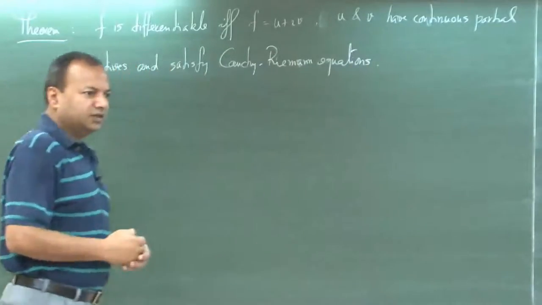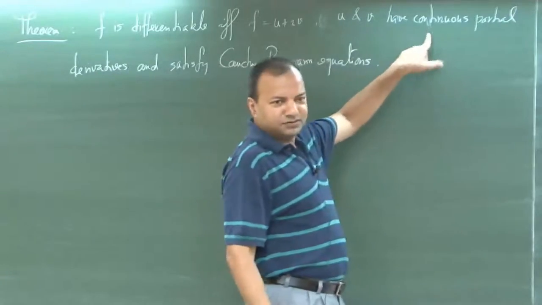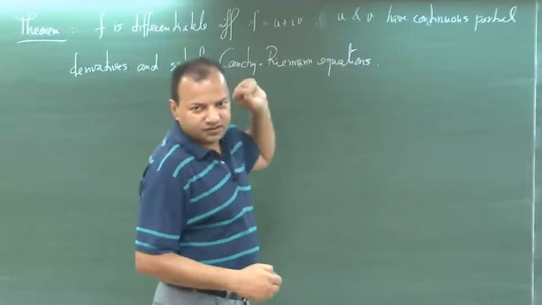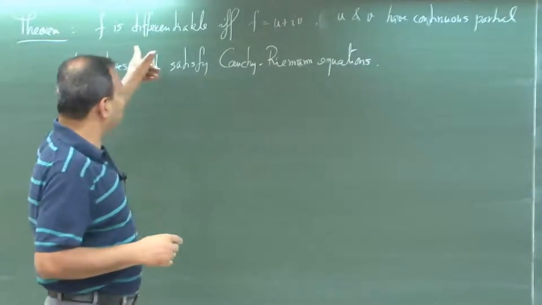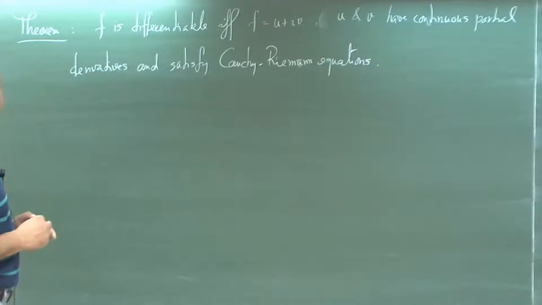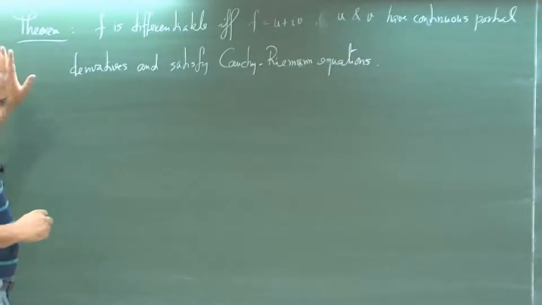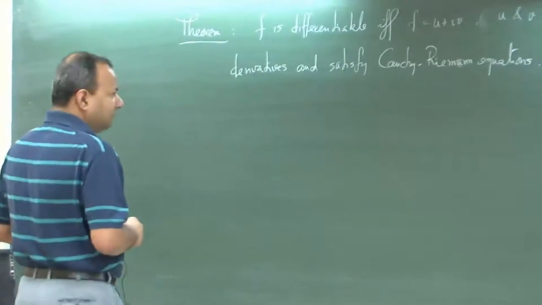So that's the theorem we stated last time, and I had a problem with this, which is, right, this should be continuous. The partial derivatives need to be continuous for this equivalence to hold. Okay, so the proof of this theorem I'm going to leave up to you to work out and convince yourself.